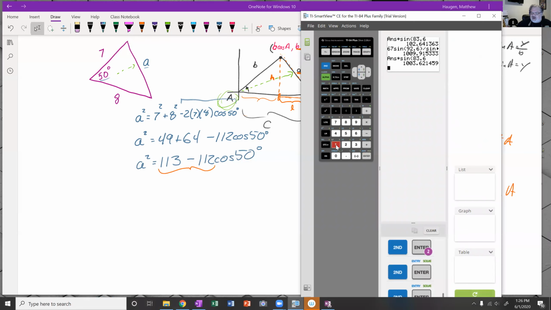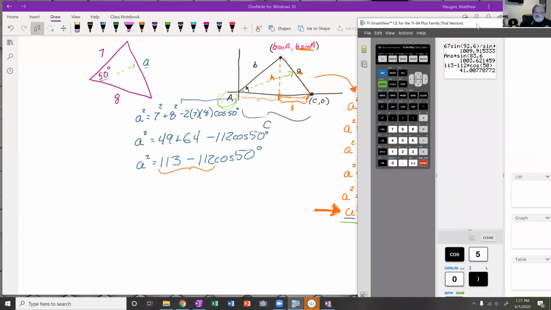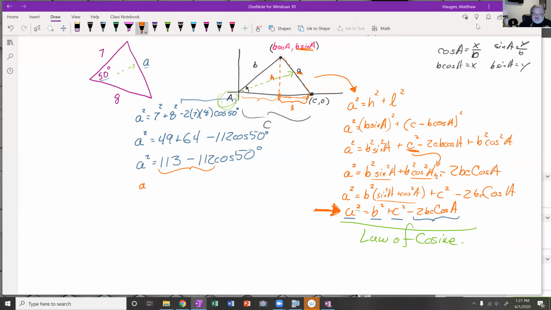But let's see, we got 113 minus 112 times the cosine of 50. And now I'm in degree mode, so this will come out better. So 41, almost exactly 41. That's nice. So yay, that side length is 41, right? So that side length is 41? Seems a little long, but is that okay?